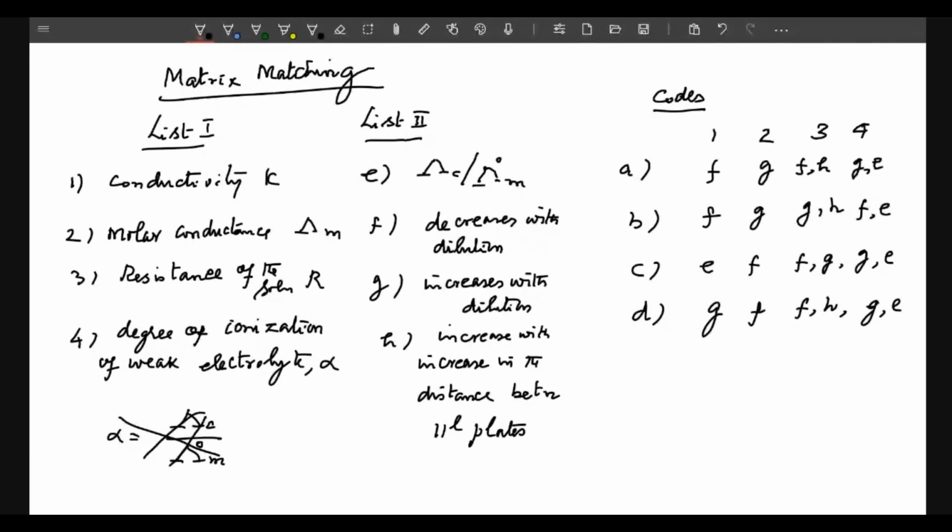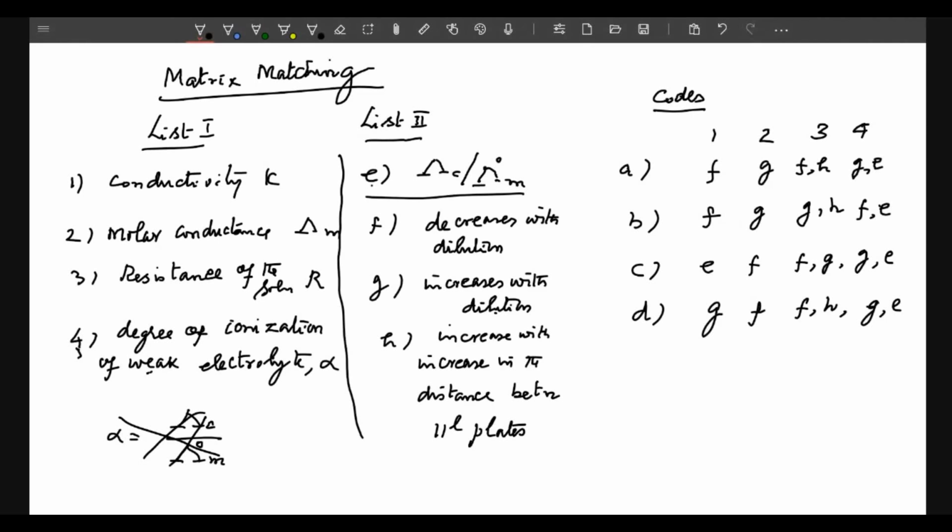Okay, and if you go through this one, decreases with dilution, increases with the dilution. Looking into this, you can easily come to the conclusion this is related to the degree of ionization. Therefore, for the item 4, the relation is E, the correct one. Here E is given in all of these, therefore it is not possible for us to identify whether it is correct or not.